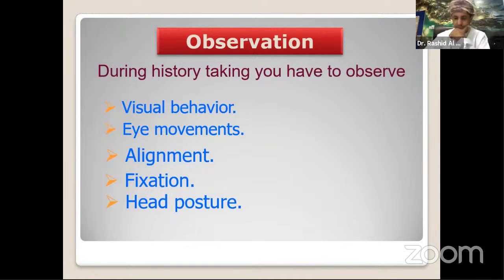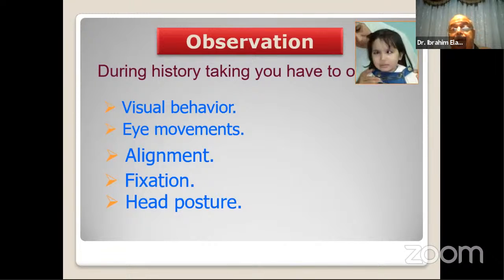Is he seeing or not? Is the eye movement free or not? You have to notice the alignment: the patient is orthotropic, eso or exo. You have to know the fixation pattern, and you have to notice if there is any abnormal head posture or not.